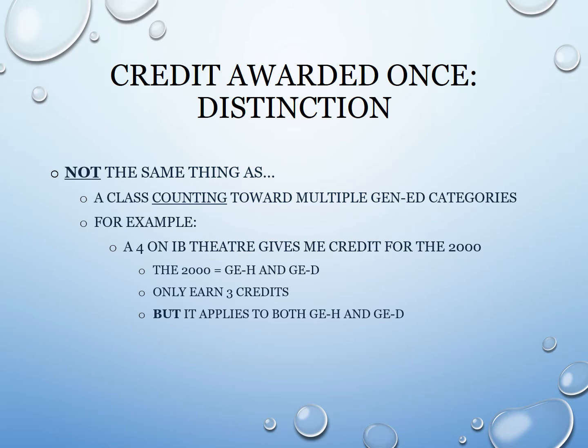For example, if we look at a student who gets a 4 on IB theater, that's going to give the student credit for THE 2000, which is theater appreciation. THE 2000 gives the student Gen Ed Humanities and gives them Gen Ed Diversity. They only earn 3 credits, right? They're not earning 6 credits, but it applies and counts towards both the GEH and the GEN categories. This is commonly known as double dipping.